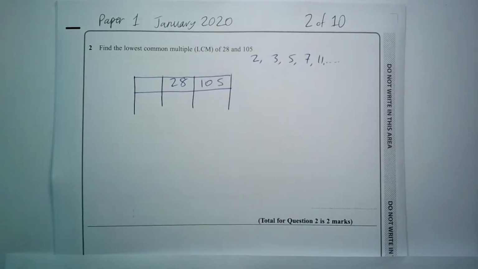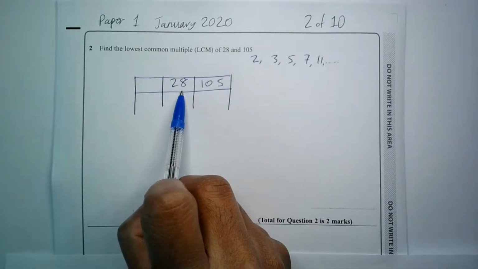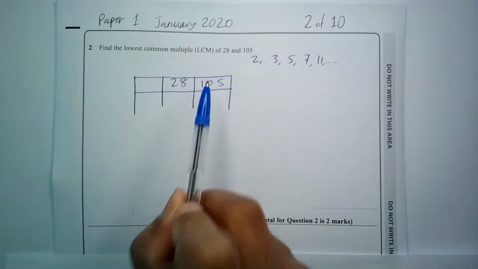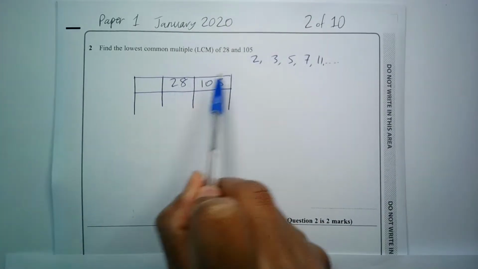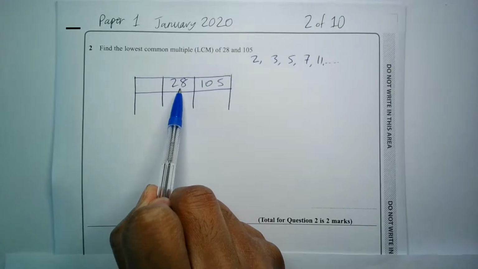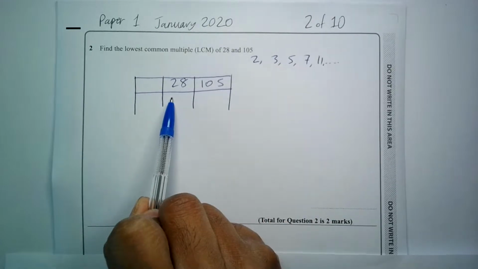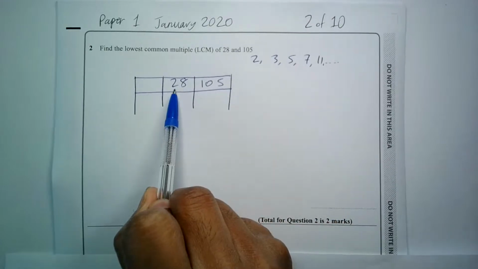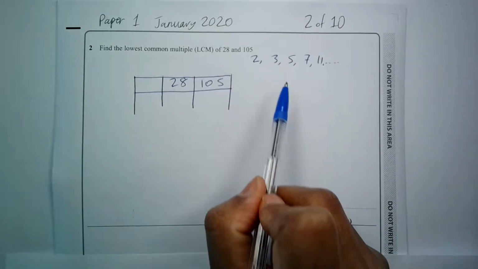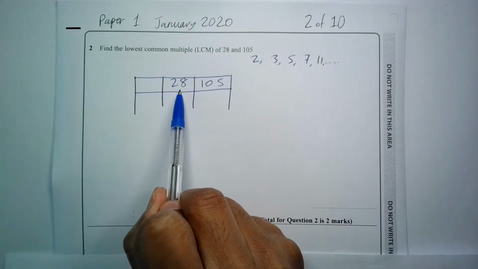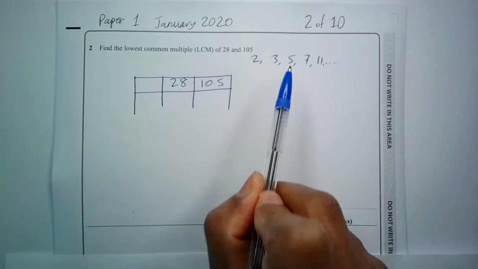Okay, and now I'm going to see we've got 28, an even number, 105 is not even, so we cannot divide by 2. 28 is not in the 3 times table, so I cannot do that. 28 is also not in the 5 times table, so I cannot divide by 5. 7, 14, 21, 28, so 28 is in the 7 times table.